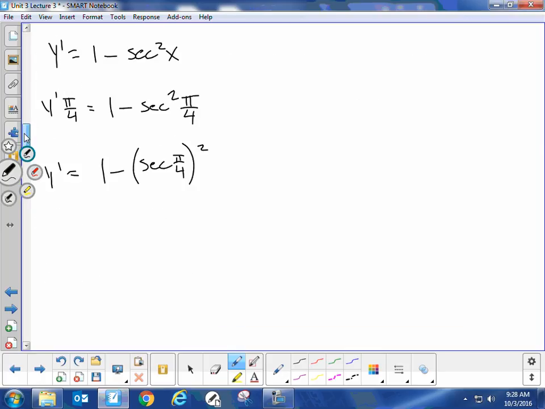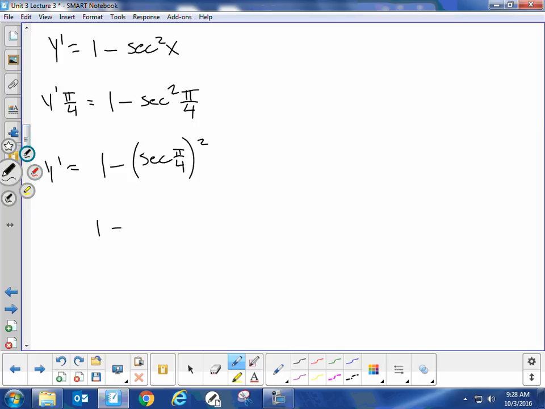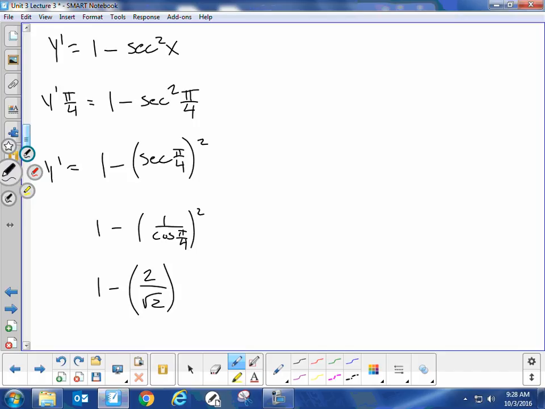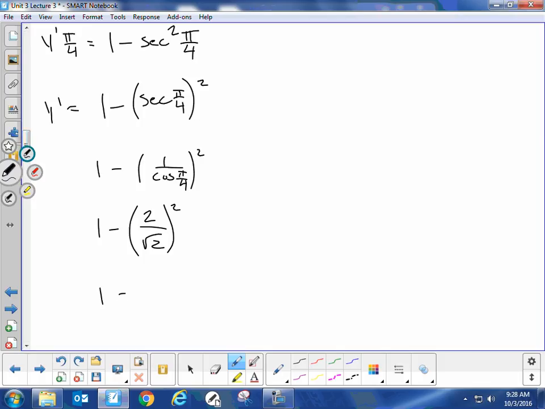So let's do that. I'll have 1 minus 1 over cosine pi over 4, all squared. Cosine of pi over 4 is root 2 over 2. So 1 over root 2 over 2 becomes 2 over root 2. Now you can either rationalize this first or just square it. Square the top and the bottom. Don't just square the top when we're squaring things. If I square the top, I get 4. Square the bottom, I get 2. So this is 4 halves, which is just 2. I have 1 minus 2, which is negative 1. Okay?